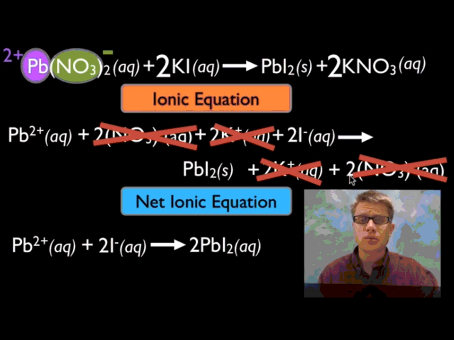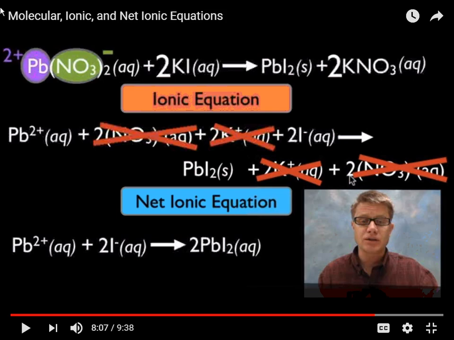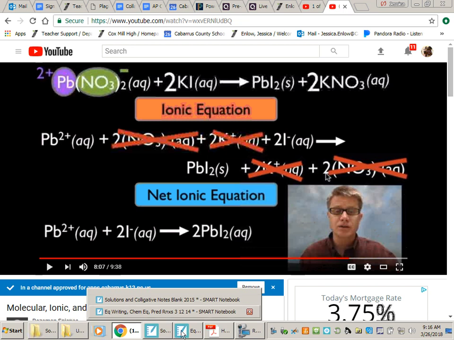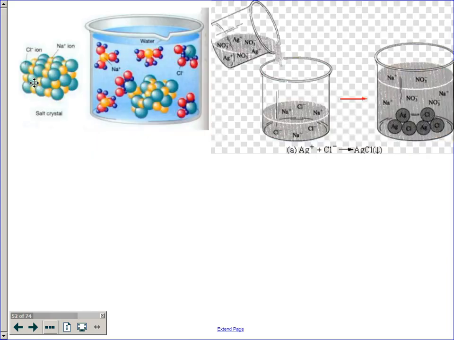And this will become important when we're looking at redox. Don't worry about redox reactions. Okay, so the NIE, net ionic equation, only includes the reactants that matter.